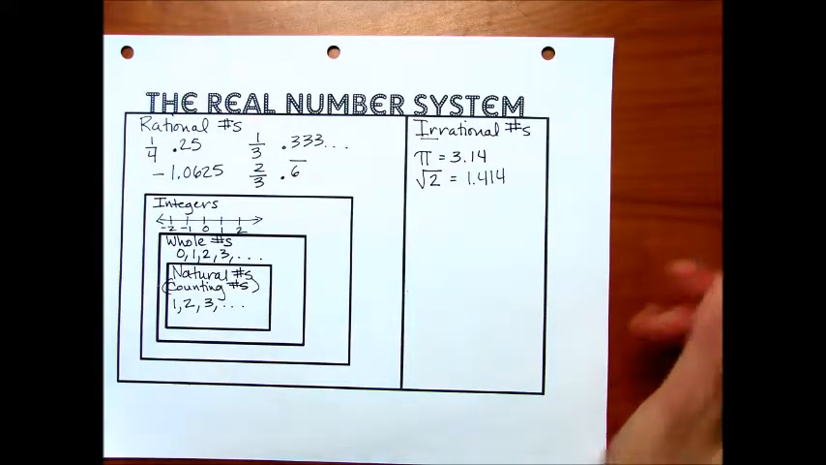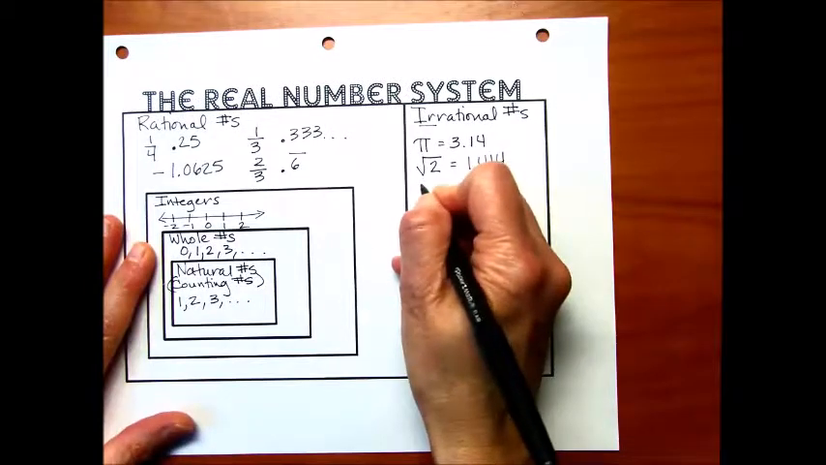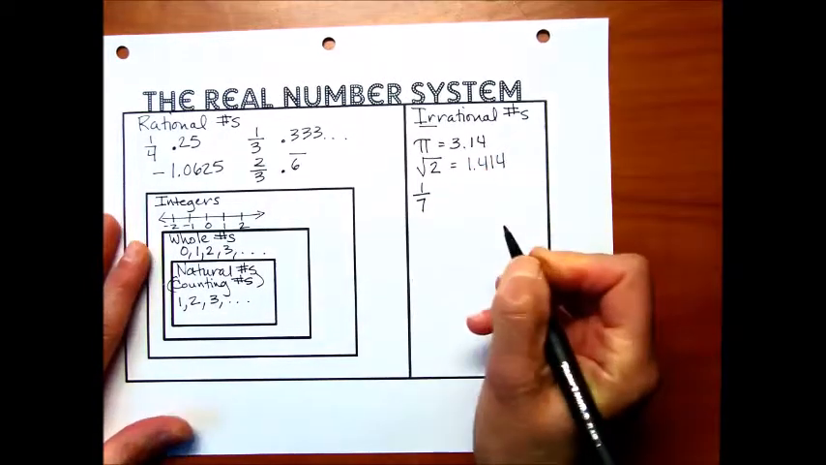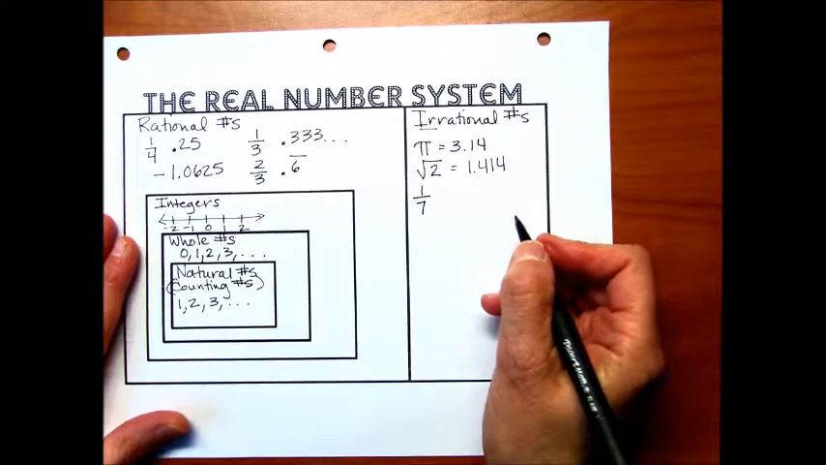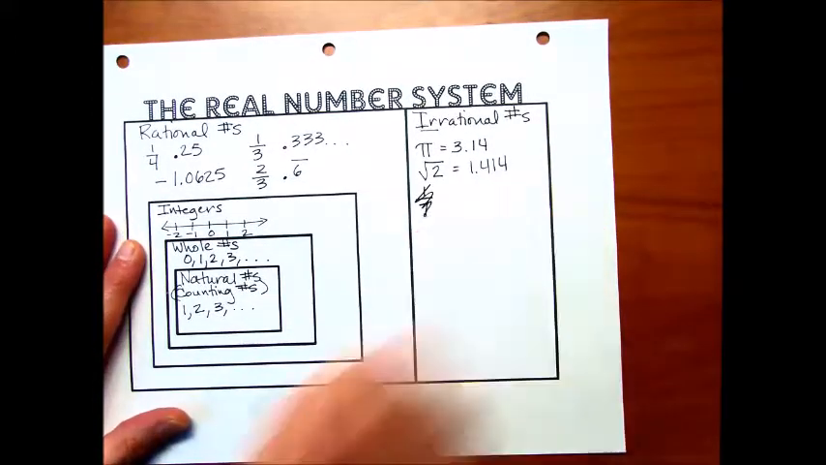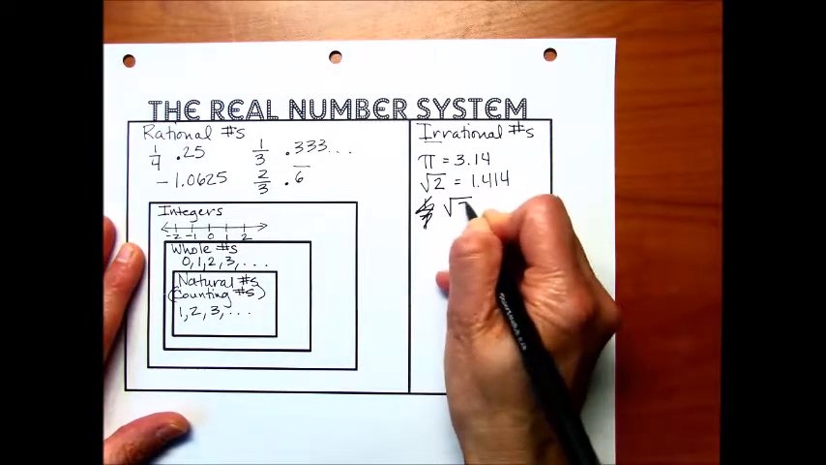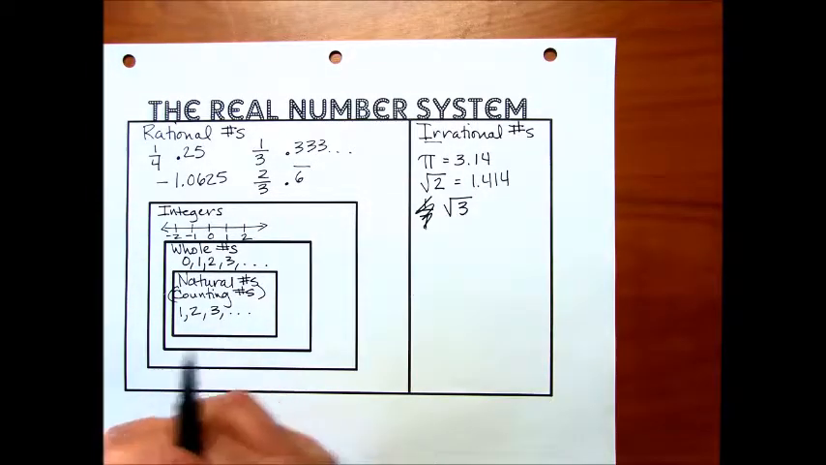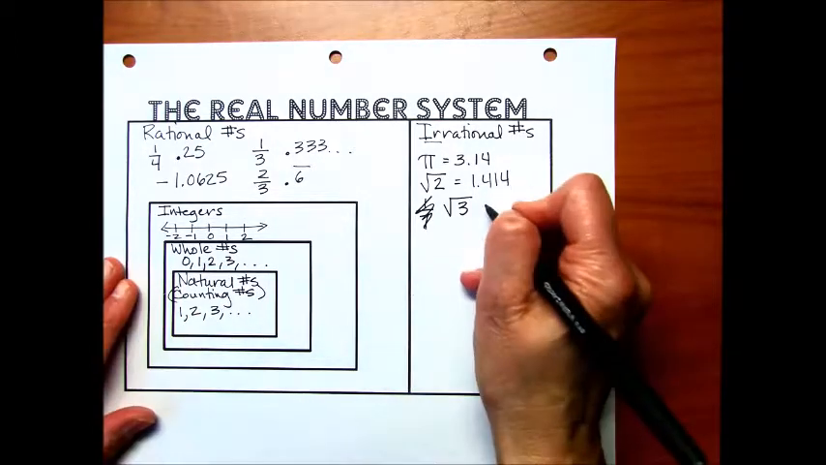Now there are other irrational numbers. The square root of 3 is an irrational number, and that is 1.732 and so on.